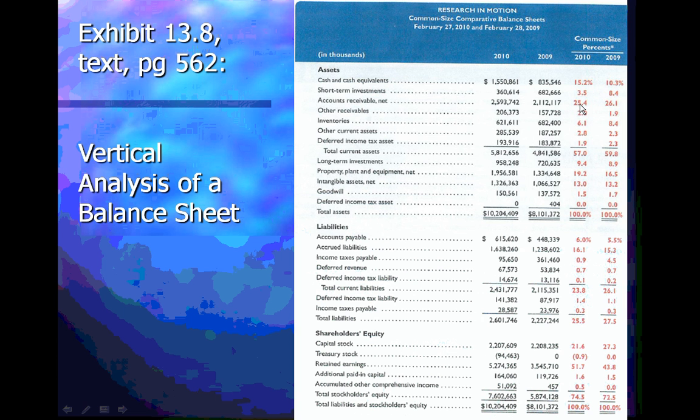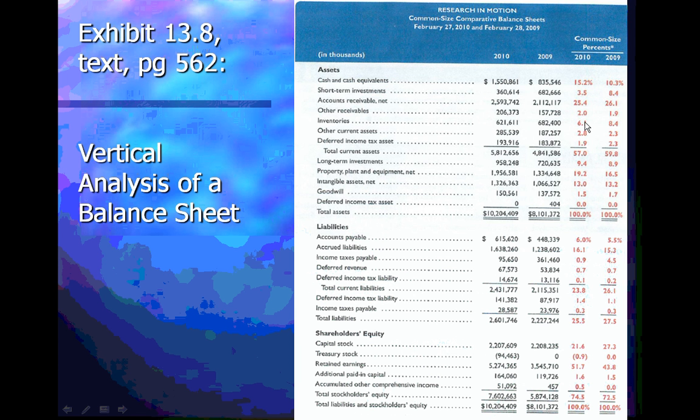What it does is it tells you, for every dollar of assets, we've got 15 cents wrapped up in cash. We've got only 3.5 cents in short-term investments. Wow, we're about to collect 25 cents on every dollar of assets from customers who owe us something. You can look at your inventory. 6% of our total assets are based in inventory. So 6 cents of every dollar value in the company is in inventory right now.